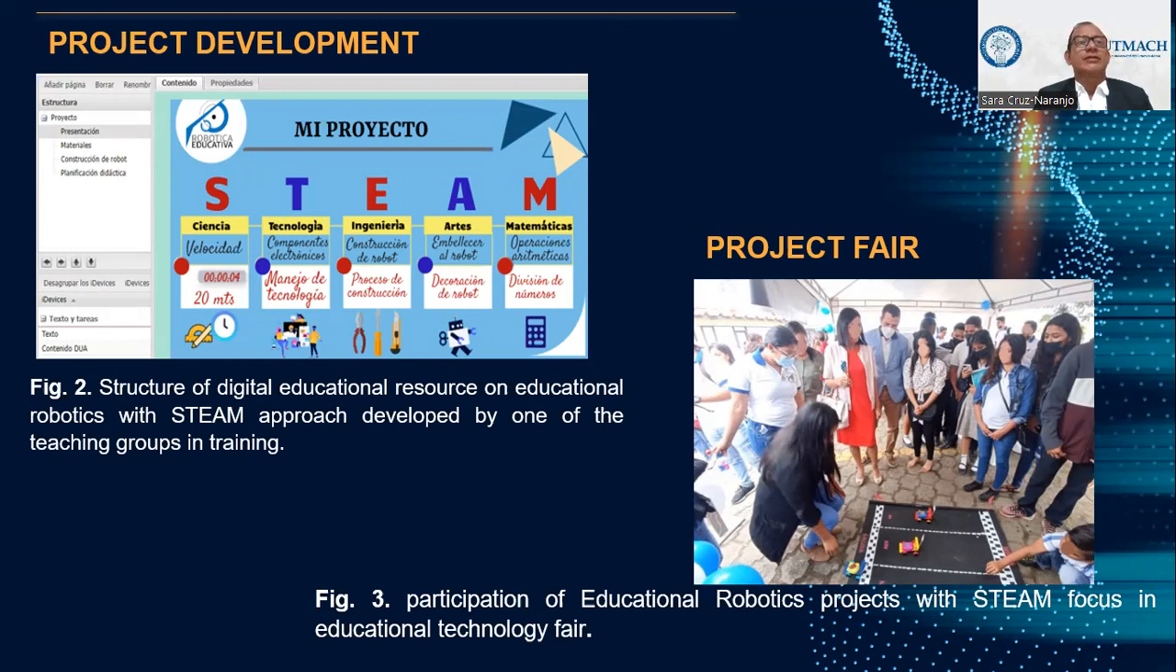The final educational robotics proposal had the format of a digital educational resource and was developed in the Excel learning tool. The digital contents and activities of this phase were grouped under the following structures: presentation or motivation, presentation of materials, construction process, and didactic planning.